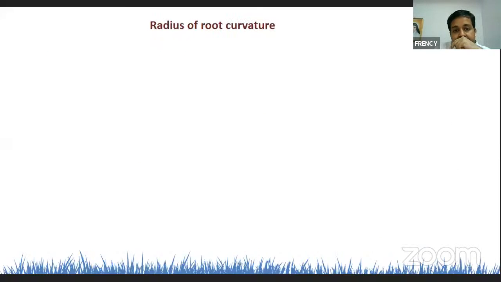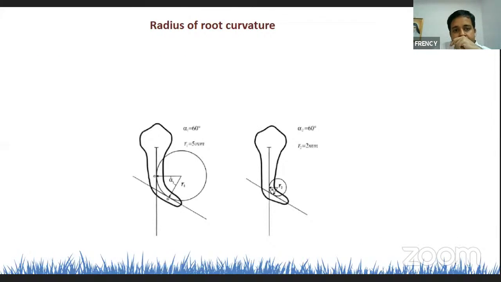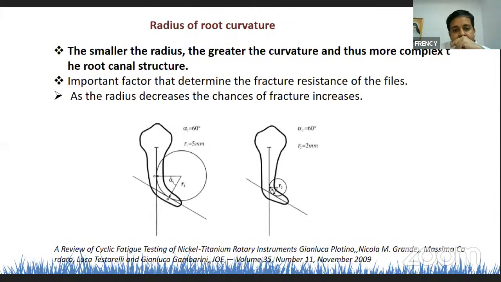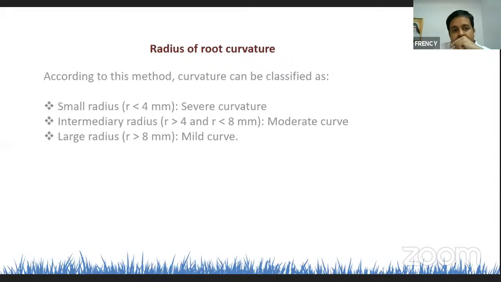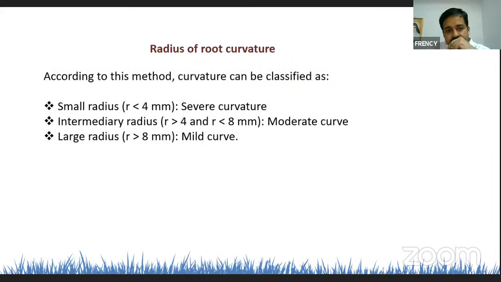The next one, the radius of curvature, is very important. In the second picture you can see the radius of curvature is small. If the radius of curvature is very small, it is going to be a more complex case. It is an important factor that determines the fracture resistance of the file. As the radius decreases, the chances of fracture increase. The smaller the radius, the more difficult the root canal treatment and the more stress on the instrument. A small radius of less than 4 millimeter is a severe curvature.